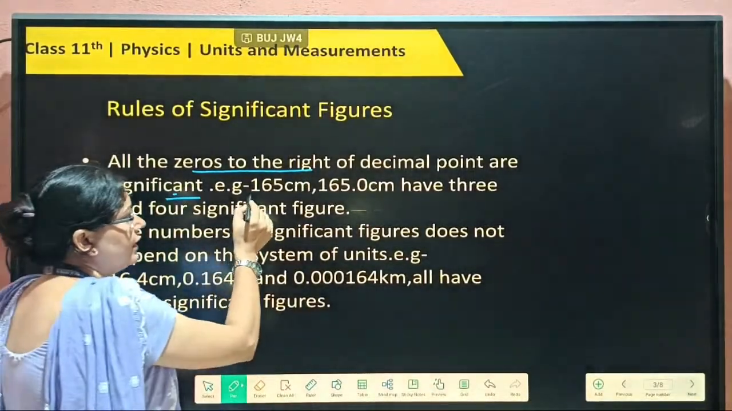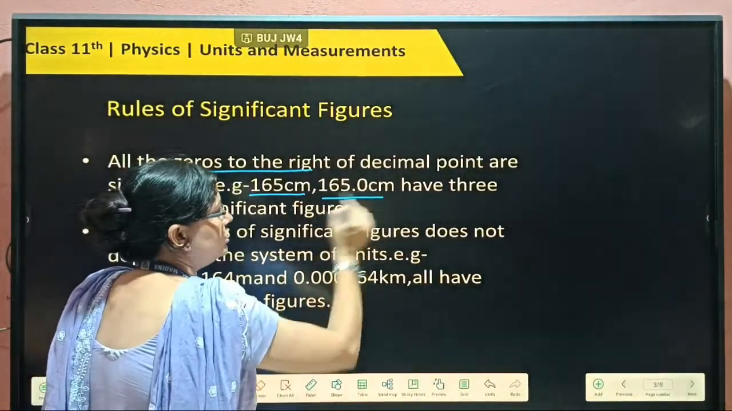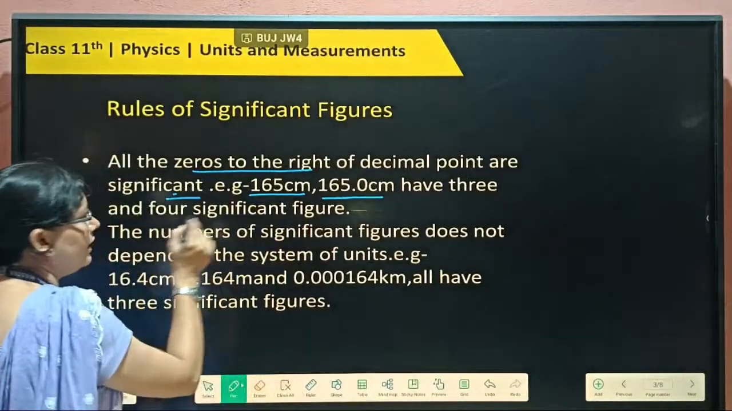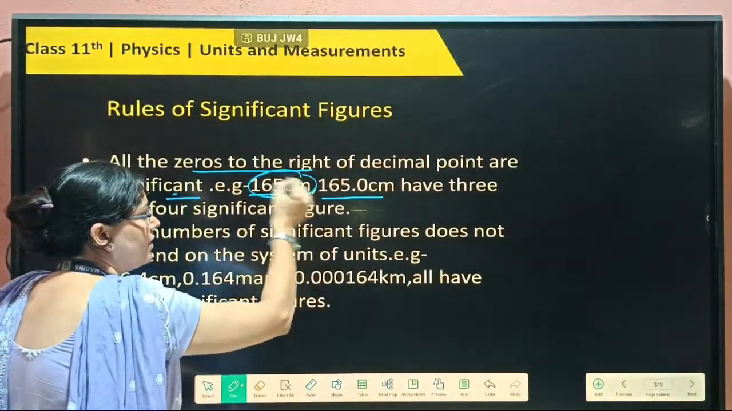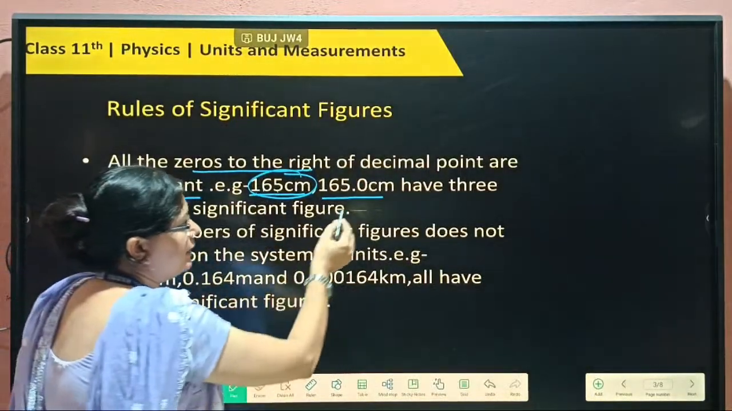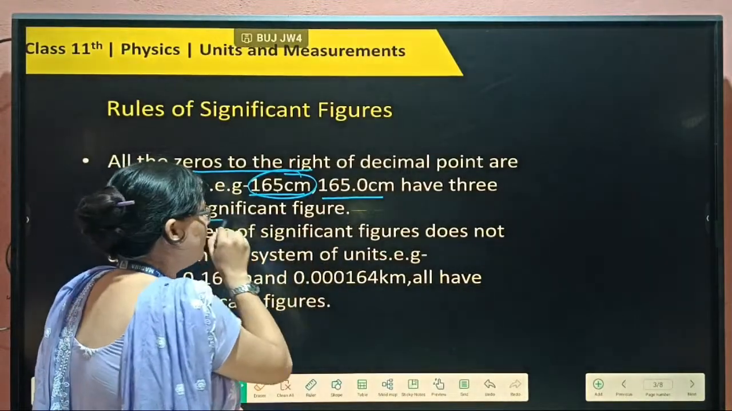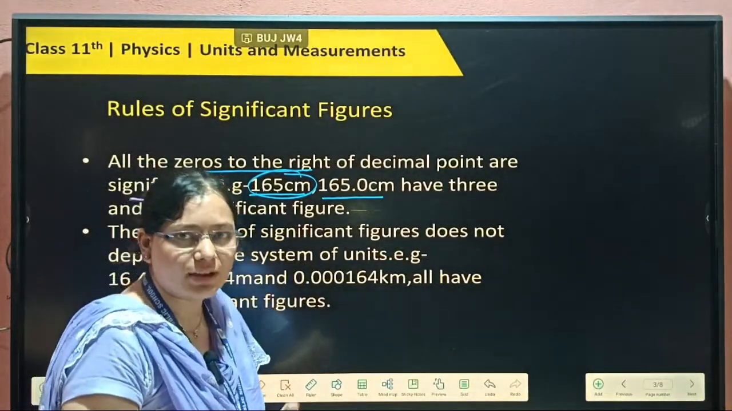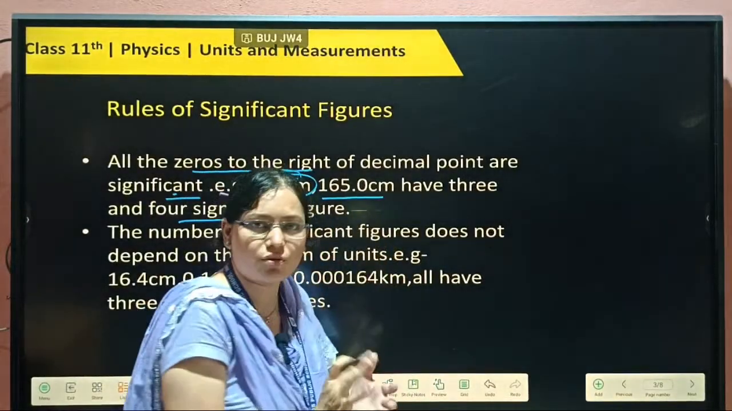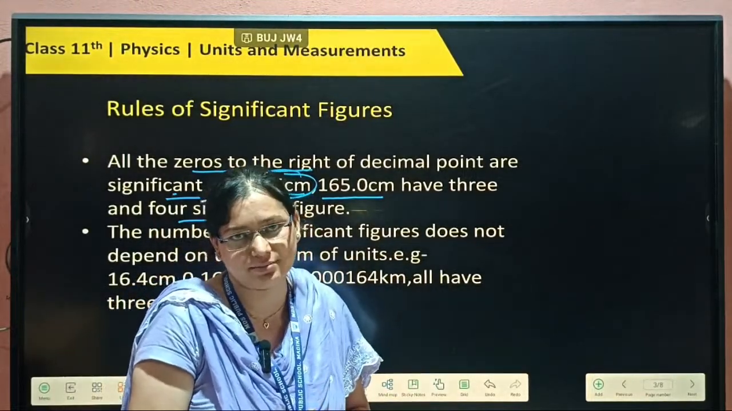For example, given 165 centimeter, and here 16.0 centimeter. Okay, for 165 there will be 3 significant figures, 1, 2 and 3. But here there is a 0 after the point, so the significant figures will be 4. We can't leave this 0 out, because here the 0 is there. What is the meaning of that 0? It means we can measure after the decimal also.